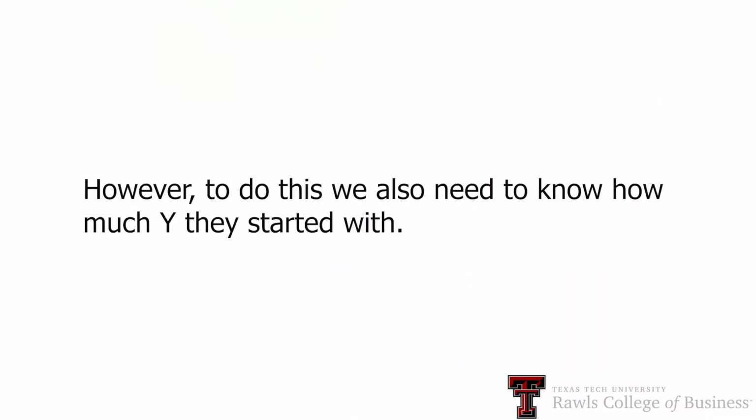For example, if we know how many hours somebody worked, we can know how much money they have. But to complete this, we have to know how much money they started with, in other words, how much y they started with. So if we know how much x somebody did and how much y they started with, we can tell how much y they ended up with. If you start off with $100 and you work for 10 hours at $20 an hour, then you should have $300 when you're done.